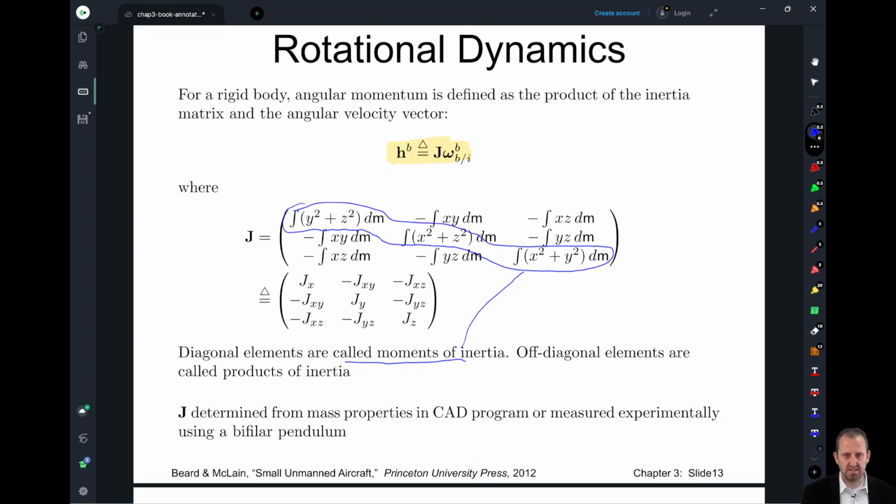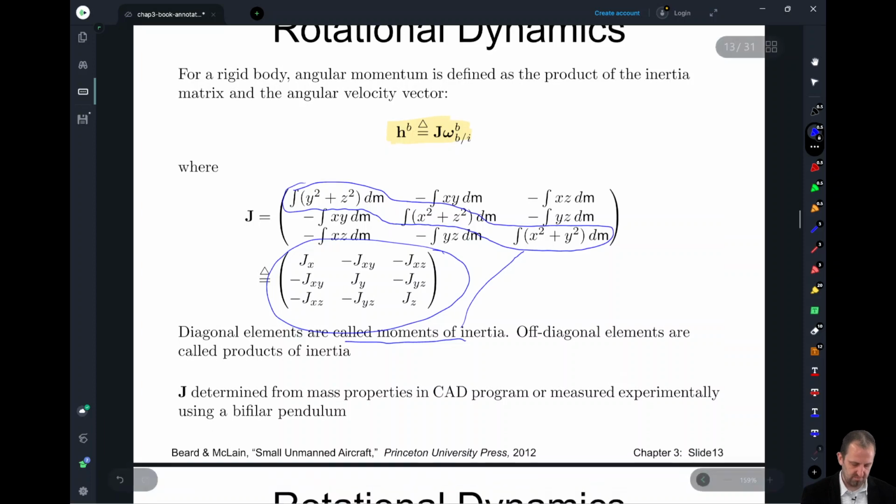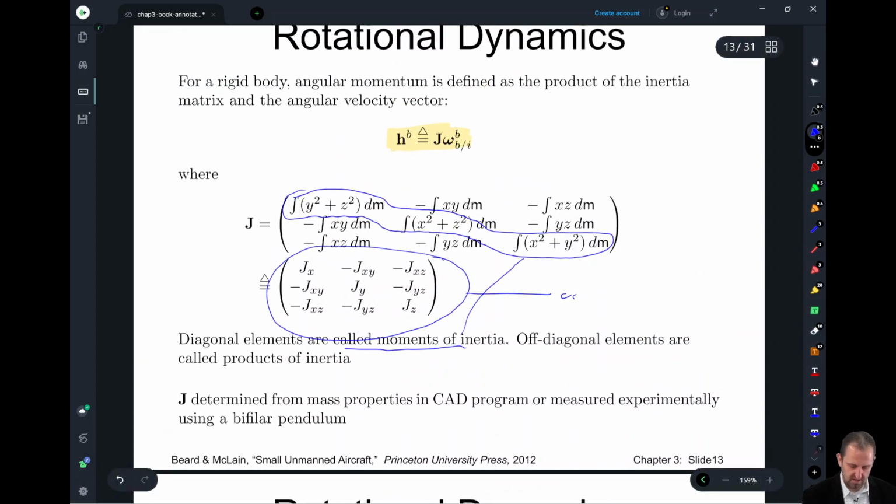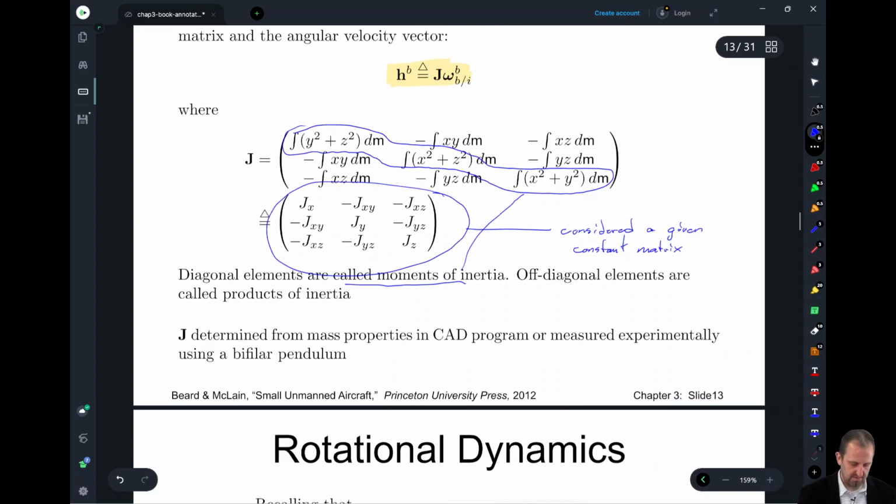Finite element analysis can be done to determine what our J matrix is, or we can measure it experimentally. At the end of the day, what we care about is the fact that we have J. So that's a nice thing. For us, J is considered a given constant matrix, so some parameters we define in a parameter file.